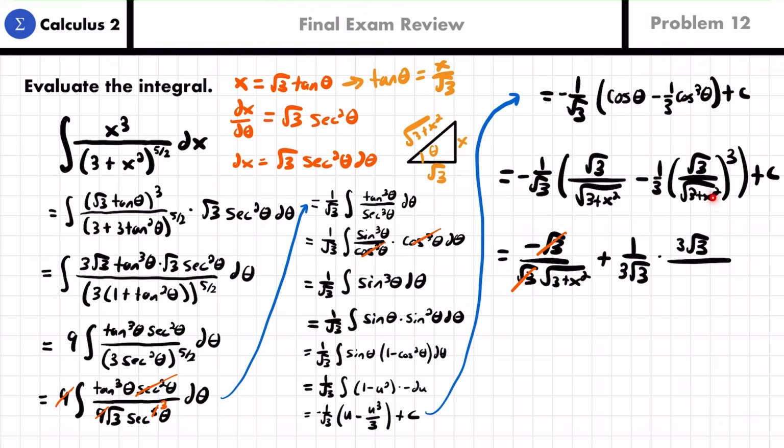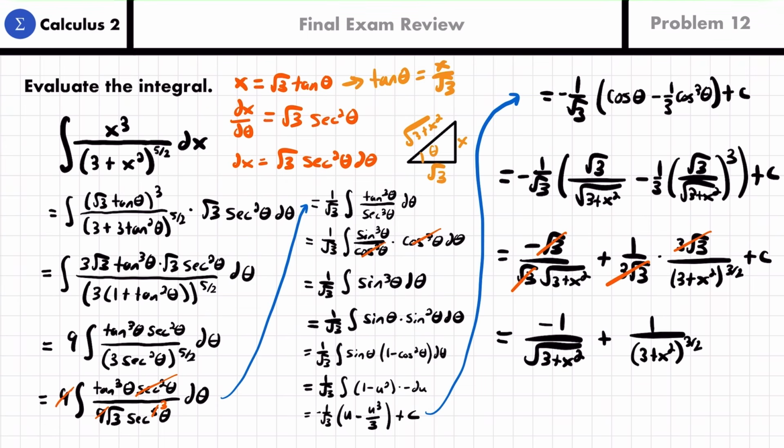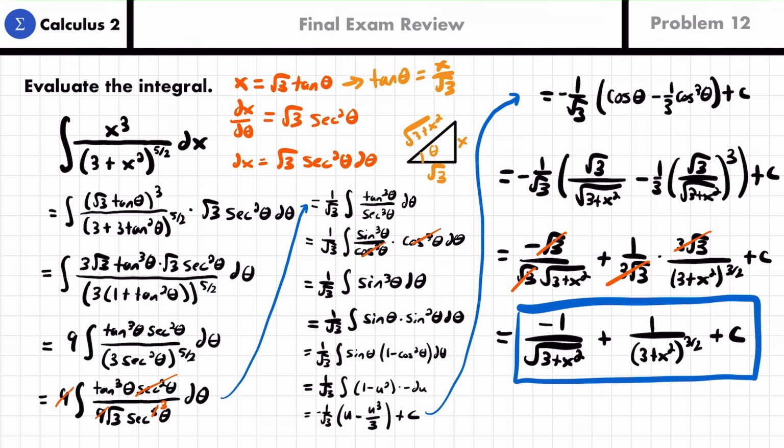And so the square root of 3 plus x squared would be 3 plus x squared to the power of 1/2. So if you cube it, multiply 3 by that power of 1/2, and you'll get 3 plus x squared to the power of 3/2. And don't forget, plus c. And then finally, 3 square roots of 3 will cancel out with that 3 square roots of 3, giving us that the integral is equal to -1 divided by the square root of 3 plus x squared plus 1 divided by 3 plus x squared to the 3/2 power plus c. And that right there is the final answer to this problem. That is the integral of this expression.